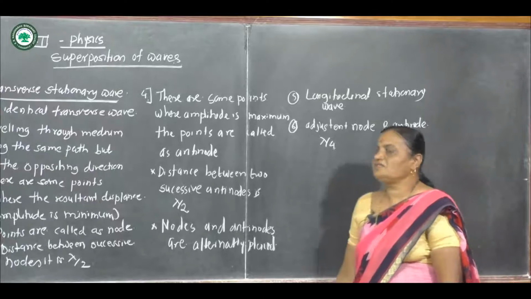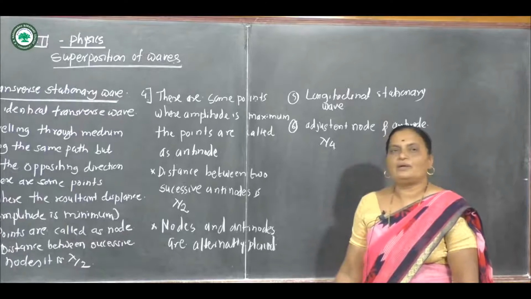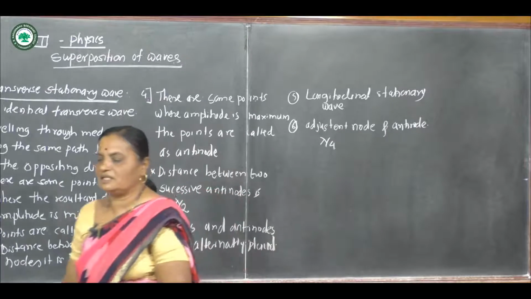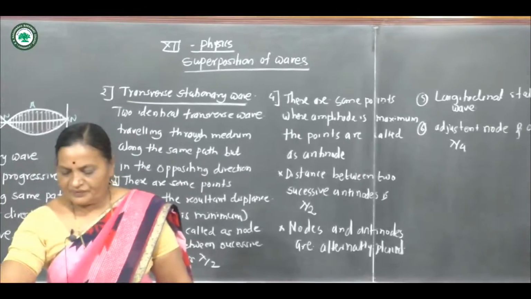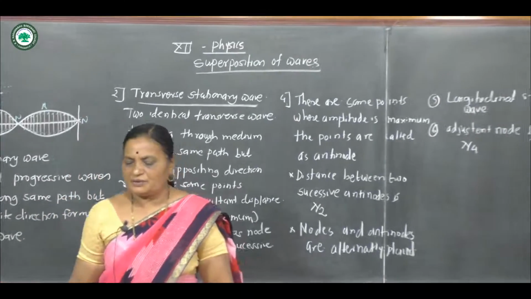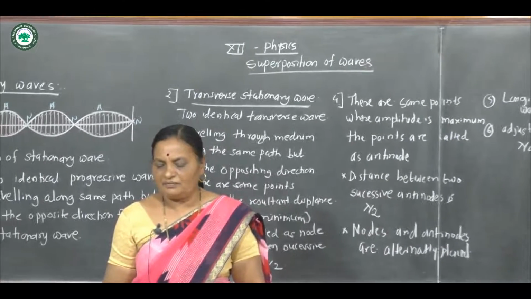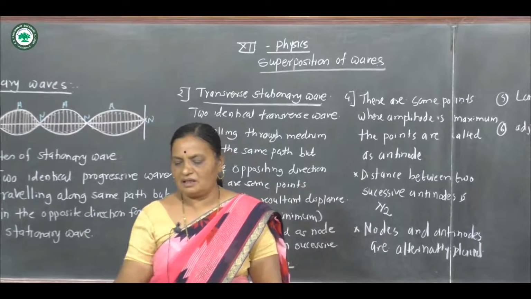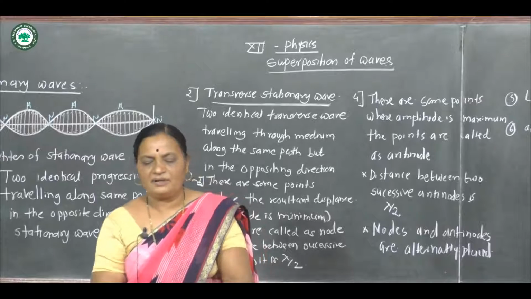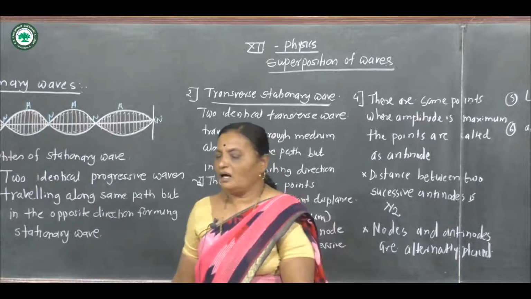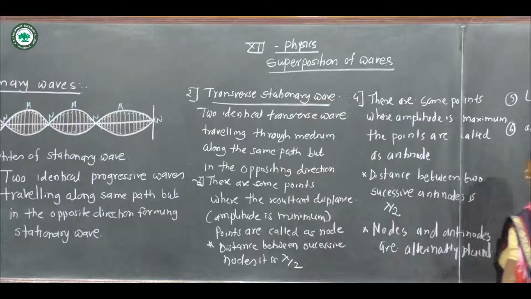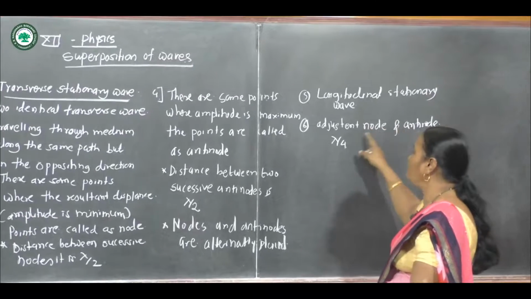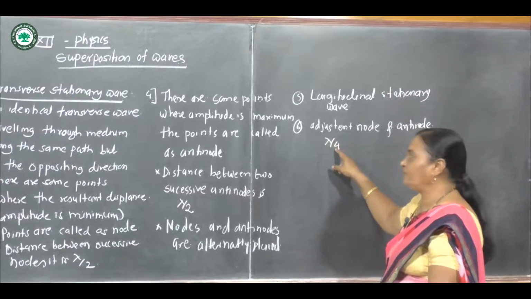Now, in a stationary wave, the wave is localized and its velocity is 0. Thus, nodes and antinodes are produced. The amplitude of vibration varies periodically in space. All points vibrate with the same frequency. The distance between node and antinode is lambda by 4.